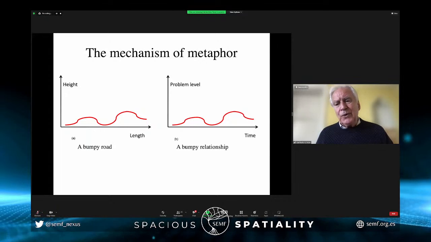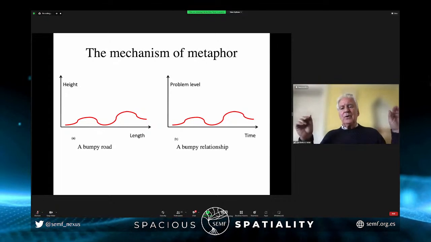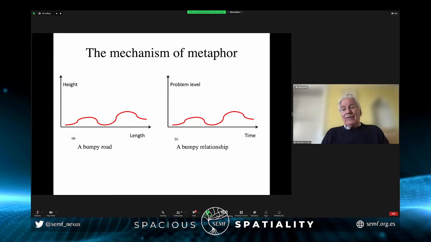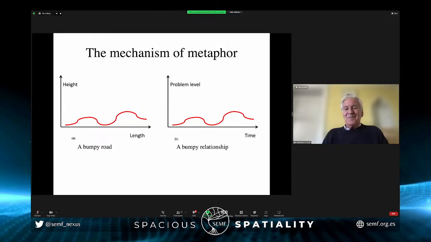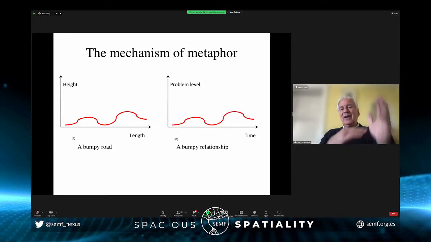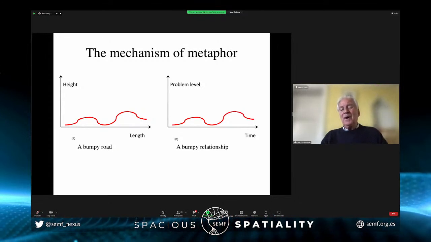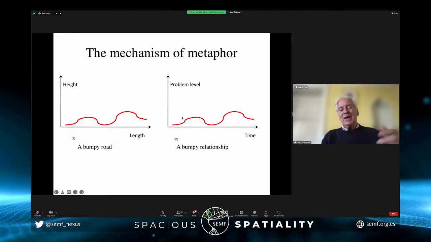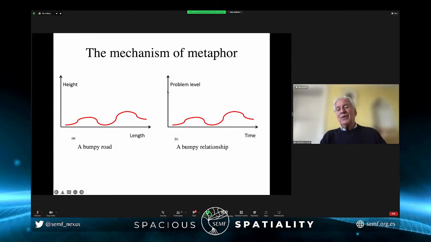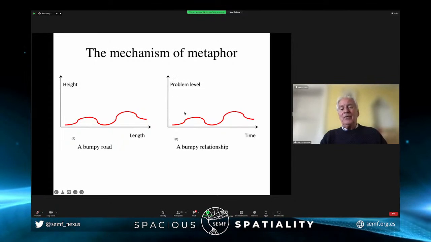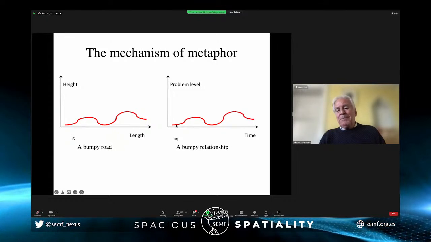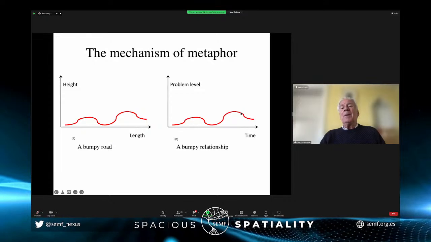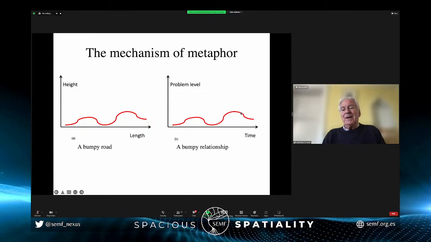What we don't notice when we understand the bumpy relationship is that our minds, not literally, model-wise, actually take the Cartesian product of these two dimensions, the horizontal time dimension and the vertical more-is-up dimension. And in this product dimension, you can then map the curve of your relationship, and then you can identify this as a bumpy road. I mean, that's the metaphor.